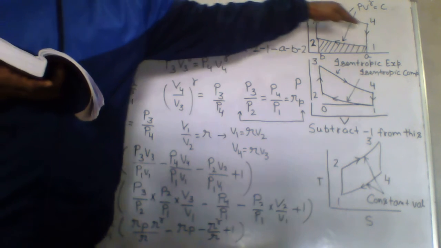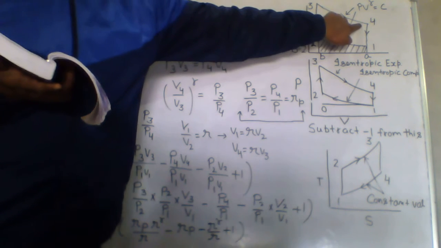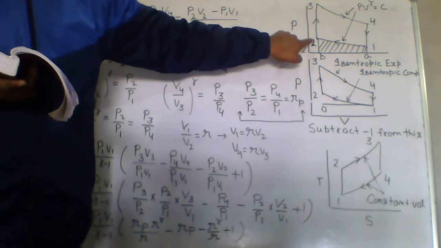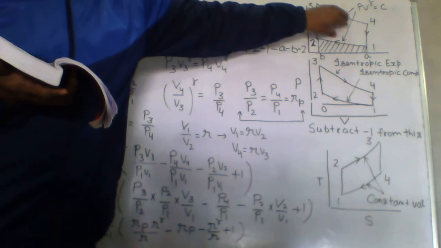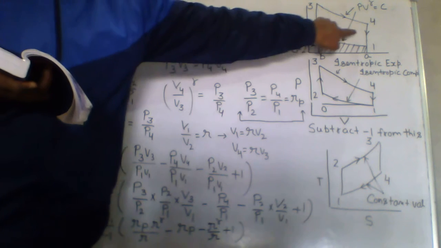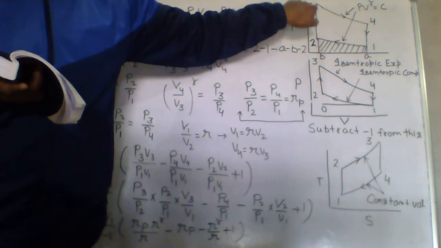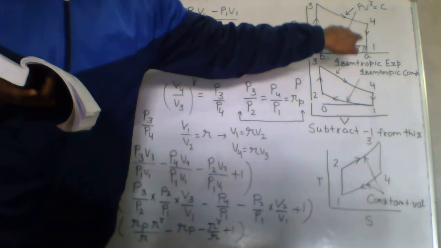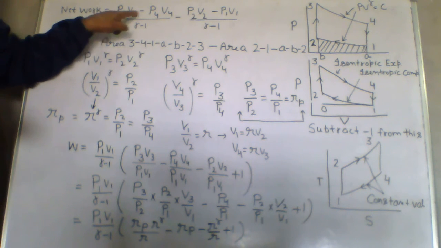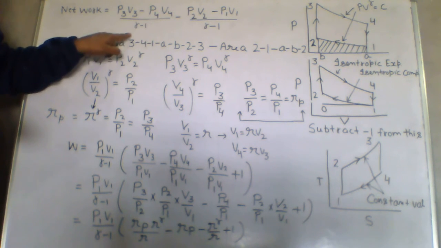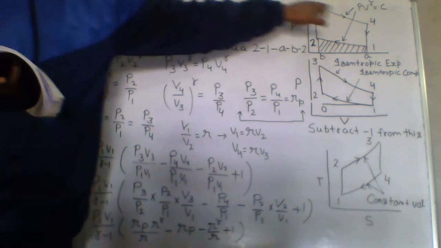So the area under this curve will give you the work. The area under this 3-4 curve will give you the work, and the area under the 2-1 curve will give you the work. If we calculate this area 1, 2, 3 and 4, this is your net work. So come to here, P3 V3 minus P4 V4 by gamma minus 1. This is the total work under this curve 3 to 4.